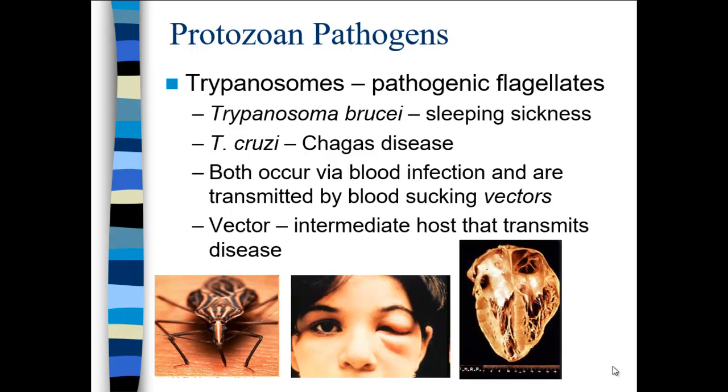And here is one of the types of vectors, a type of flying bug that transmits trypanosomes. The first slide is sleeping sickness, and you see some paralysis on the eyelid. And then the second is the heart, and this shows organ damage to the heart after a patient has died from Chagas disease. You can see that all the chambers basically look like threads, where the parasite has just eaten away through the chambers of the heart.